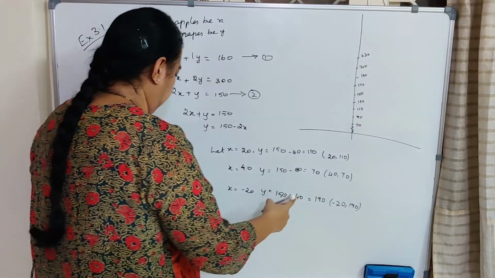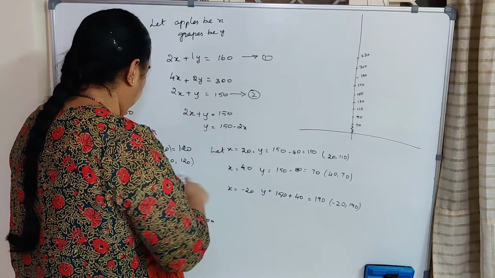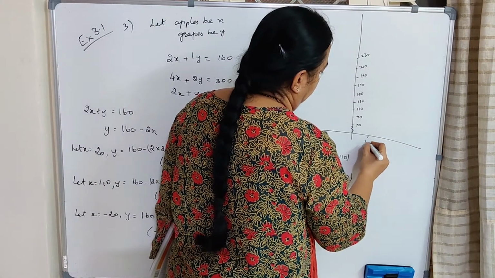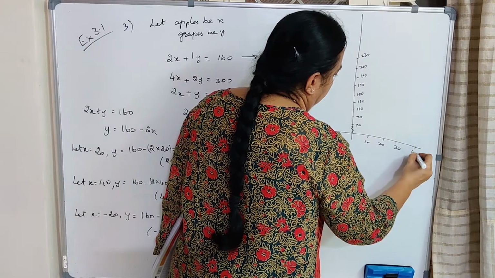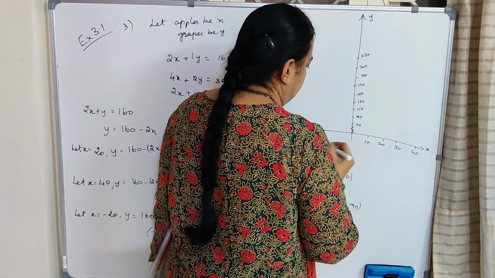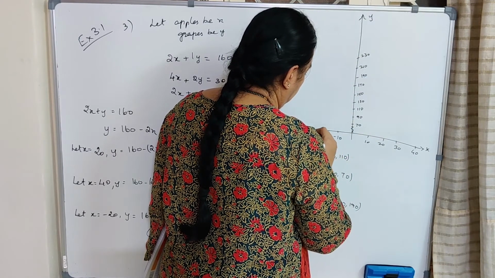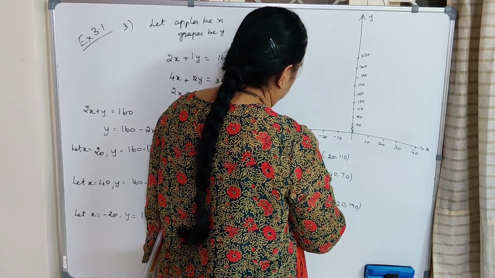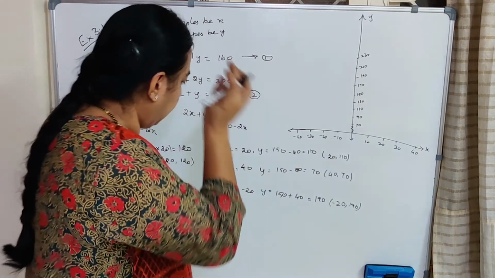Then on the x-axis, the values range from 20 to 40, so I can mark 10, 20, 30, 40. Here this is the x-axis and here it is the y-axis. Here again minus 10, minus 20, minus 30, minus 40. Okay, that's it. Then I am going to mark the points.